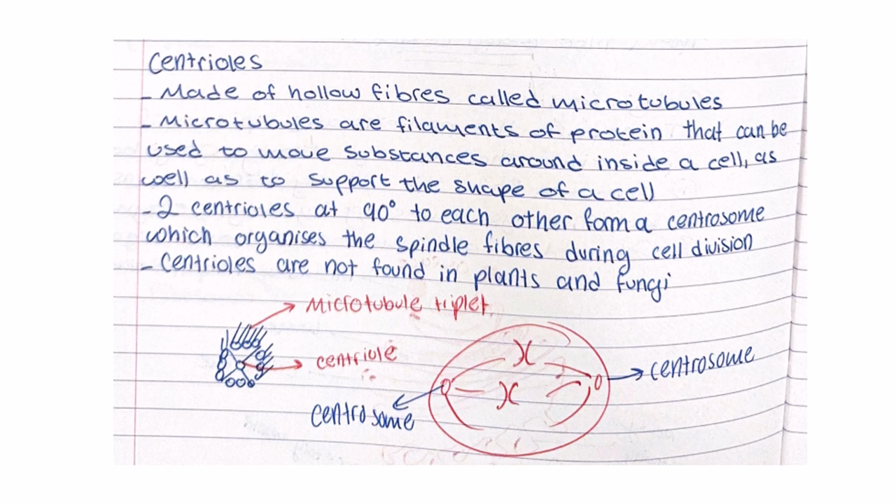Okay, now centrioles. Centrioles are made of hollow fibers called microtubules. Microtubules are filaments of proteins that can be used to move substances around inside a cell, as well as to support the shape of a cell. We have two centrioles at 90 degrees to each other to form a central zone, which organizes the spindle fibers during cell division. Centrioles are not found in plants and fungi. They are only found in animal cells.